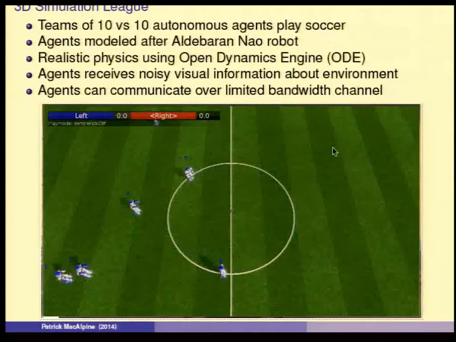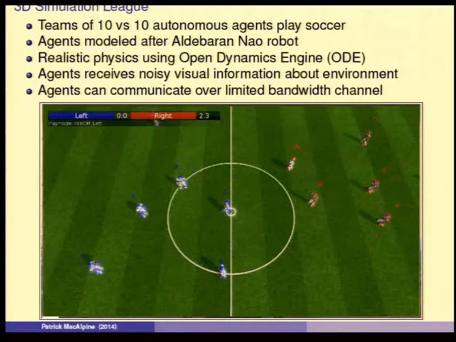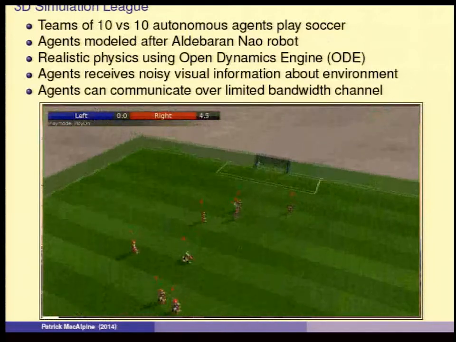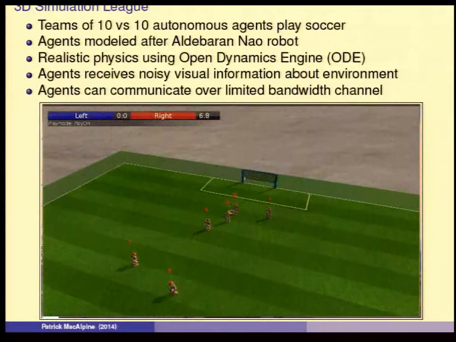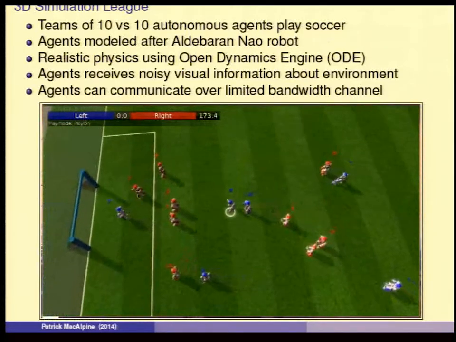And finally, we have the 3D simulation league. This consists of simulated robots modeled after the Aldebaran Nao robot playing soccer against each other. And this simulator uses the Open Dynamics Engine in order to have realistic physics.